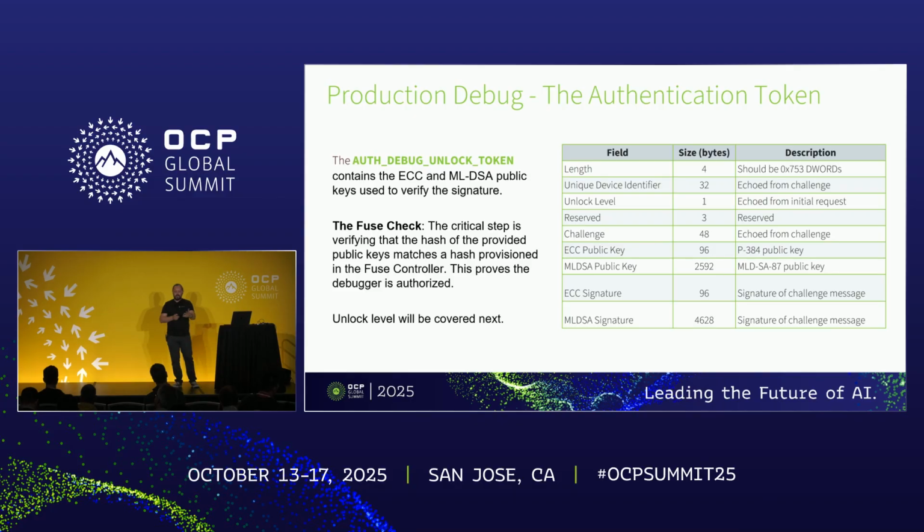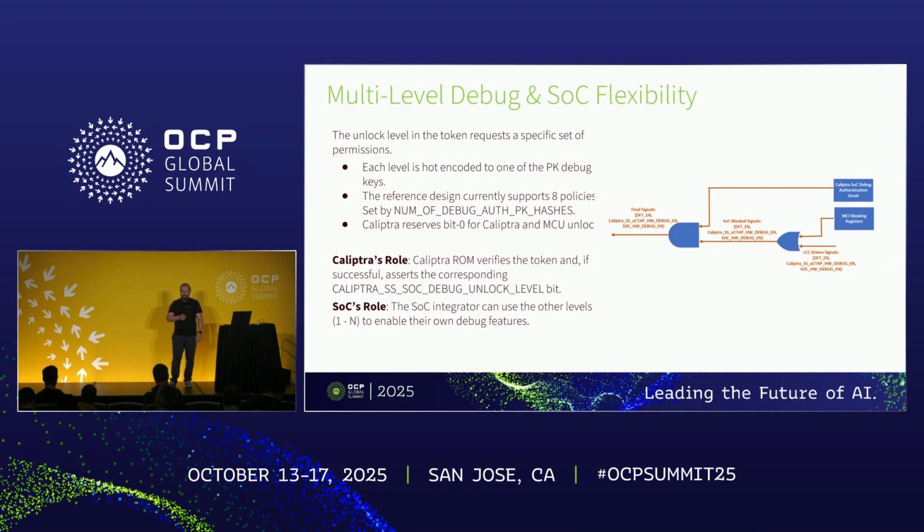And the SoC integrator can use these to define different levels of debug unlock functionality. So you can use them to create your own matrix of SoC debug features and basically bind them to that particular authorization flow. This goes over how we implement the policy in more detail. You can look at the specification for more details.